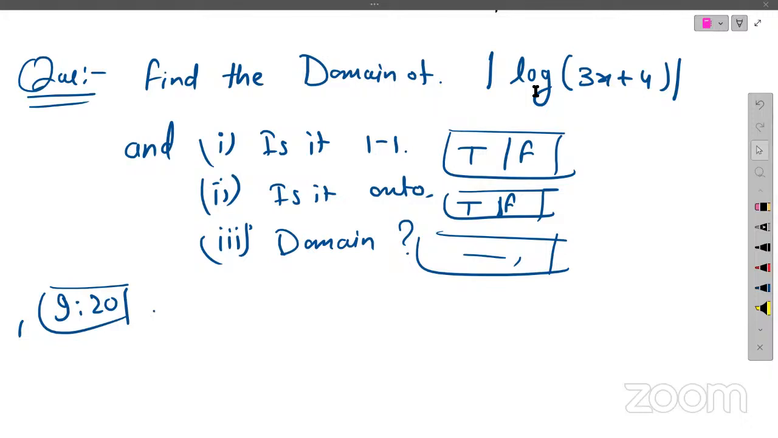Time over. So it's 9:20. Shall we solve this, or do you want some more time? Yeah, ma'am, you can solve. I did it. Okay, so let's solve this. I have some of the answers.